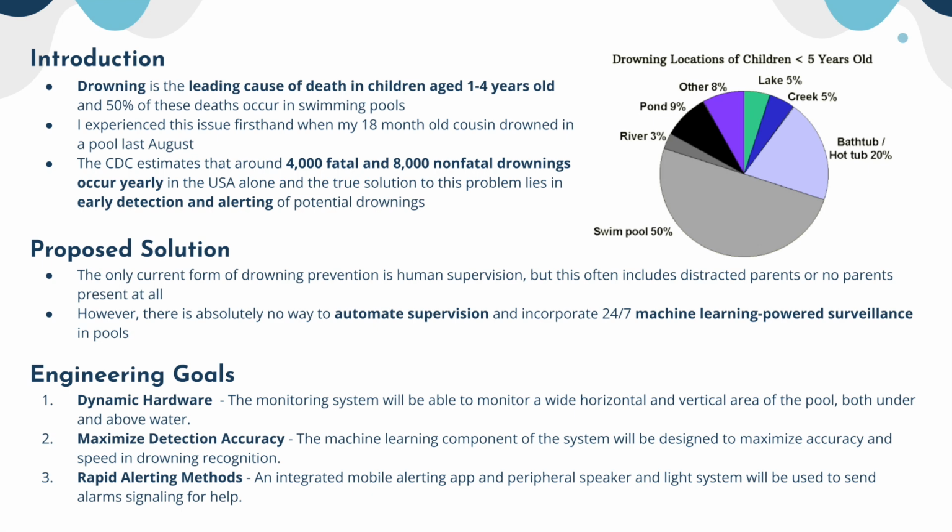When I started this project, there were 3 unique goals that I aimed to accomplish. First, the solution that I create must contain dynamic hardware and must be able to collect a real-time visual and audio stream from all areas of the pool. Second, the solution I create must be optimized to maximize detection accuracy and speed in classifying drowning from images. And finally, the solution must create rapid alerting methods, including an integrated mobile alerting app and peripheral speaker and light system to rapidly alert parents and other homeowners of potential drownings.